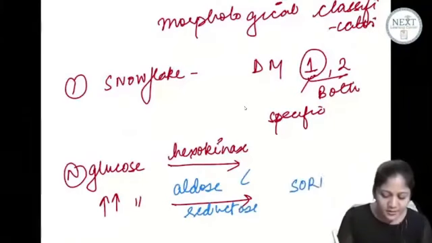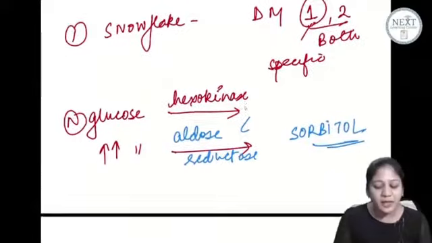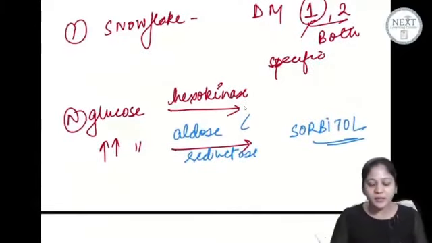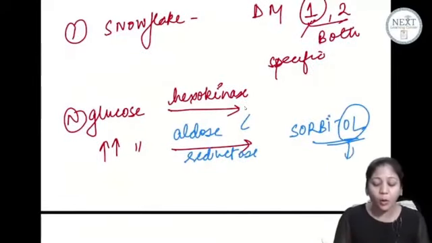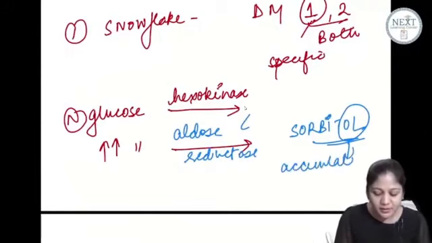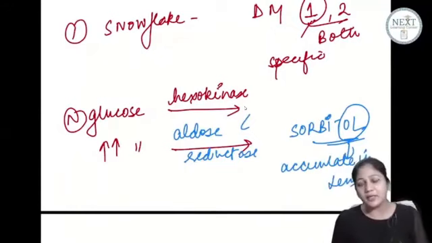It converts the extra glucose into sorbitol. ठीक है? So lens में क्या जमा हो रहा है? What is accumulated in lens? An alcohol. Sorbitol is an alcohol. So sorbitol accumulates in lens. Okay? So what happens when an alcohol gets accumulated?